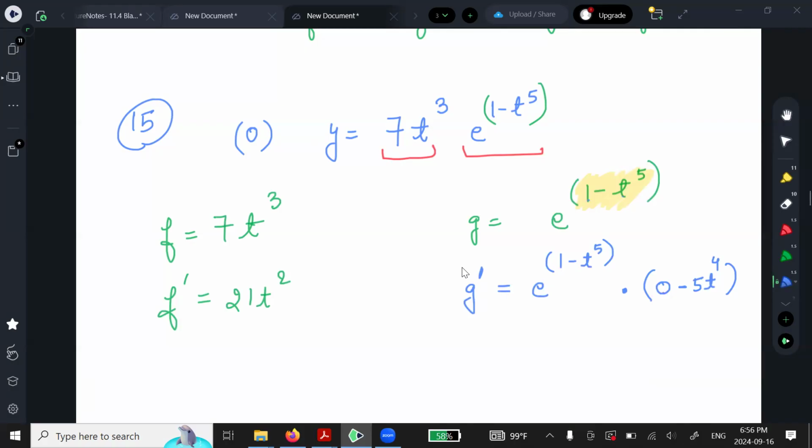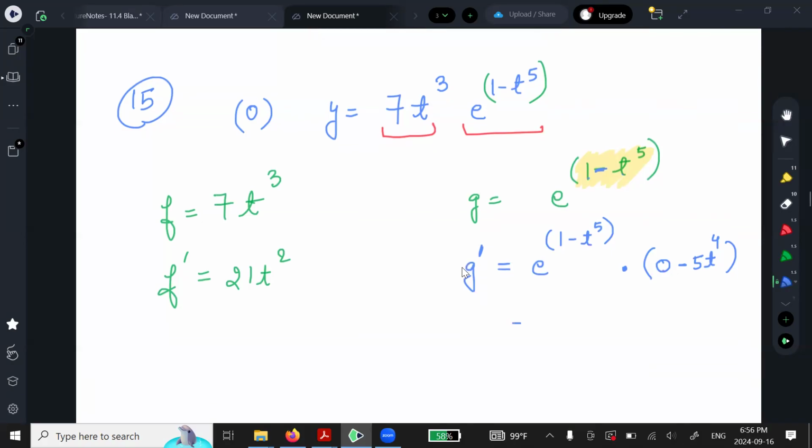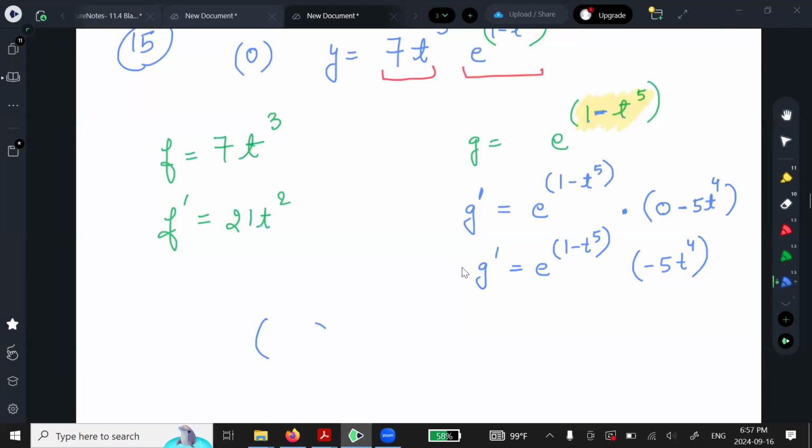You have to write the 0 though? No, this is just to show you that there's a negative, so that you don't miss the negative in the exam. The whole question will be wrong. Now, you could get rid of the 0. You don't have to write it. So it's e to the power 1 minus t to the power 5 times negative 5t to the power 4. This clear? Now what's the last step? Just plug it in, right? Plug it in the formula, f prime g prime. Do you want me to do that?